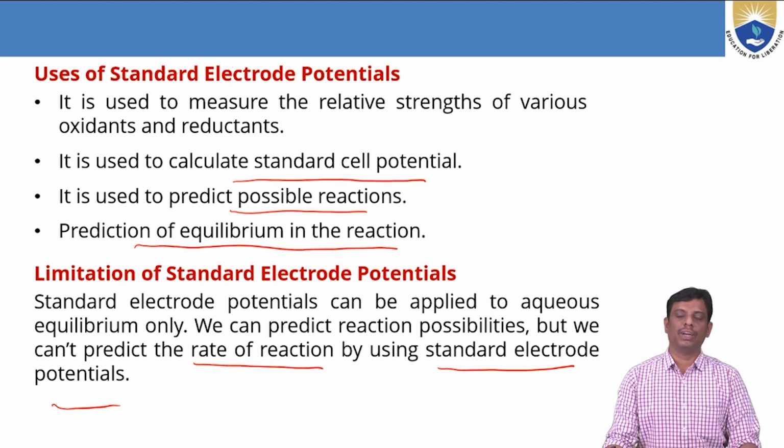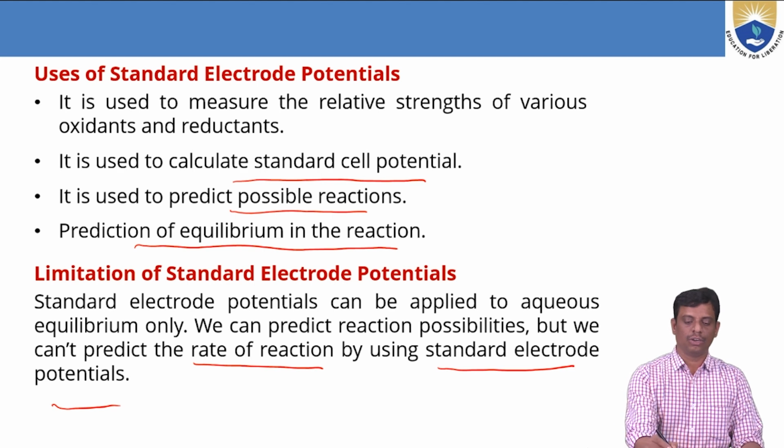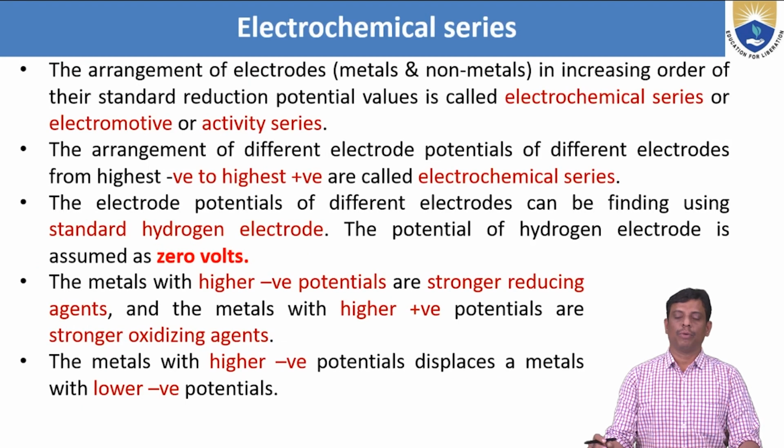There is another advantage. We can identify the electrochemical series. In the electrochemical series, we can identify which is a strong oxidant and which is a strong reductant using these standard electrode potentials. Now, we are going to discuss what the electrochemical series is.